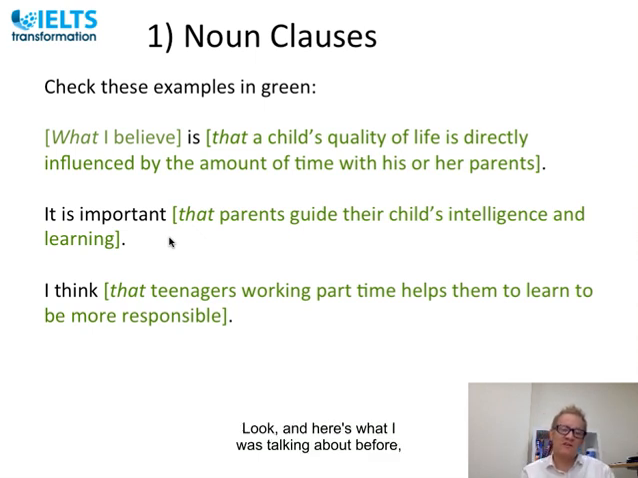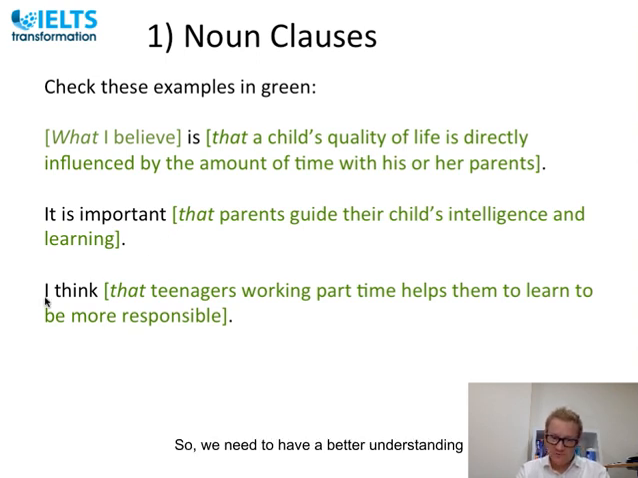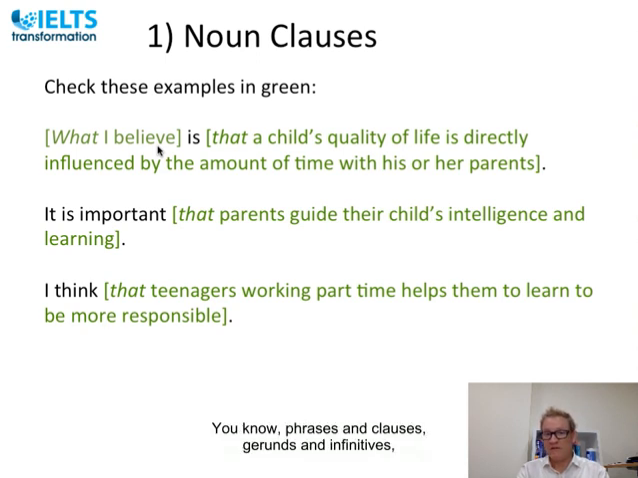Look, and here's what I was talking about before, reported speech. So she said that she was coming. That plus subject plus verb is the object, the direct object of this. So we need to have a better understanding of verbs, don't we? As you can see here. Because what is a subject? Subjects are nouns, pronouns, noun phrases, noun clauses, gerunds and infinitives, two infinitives.